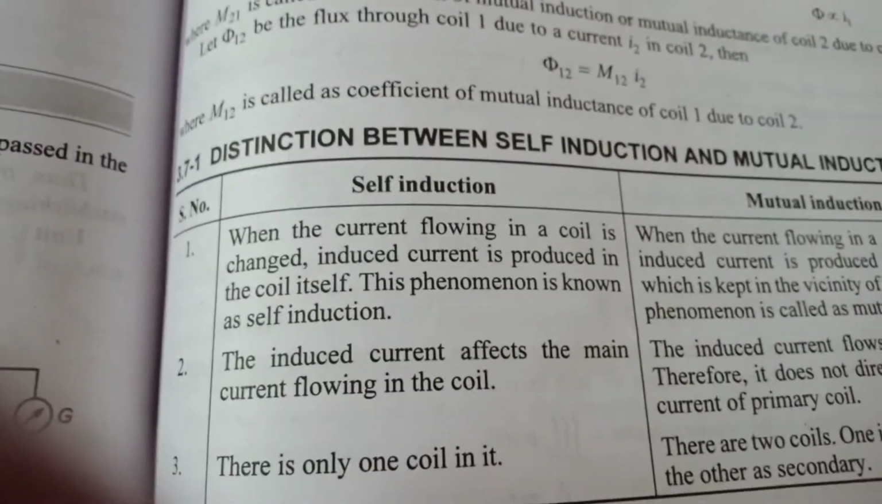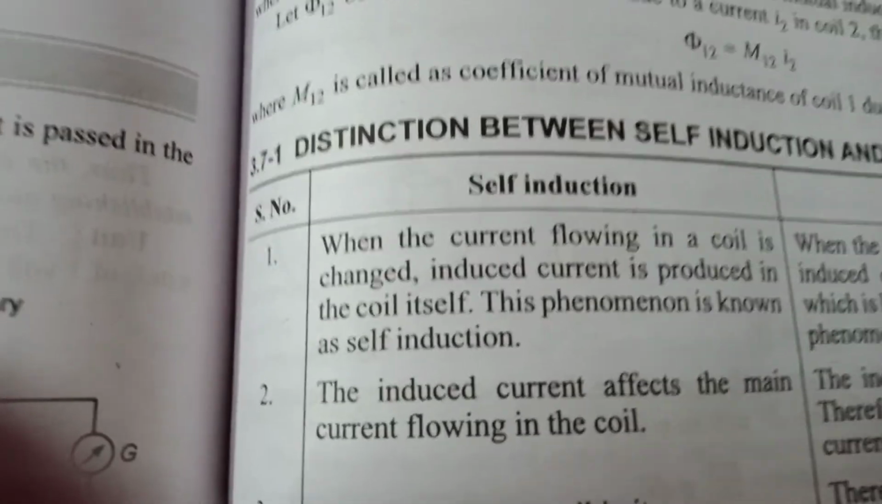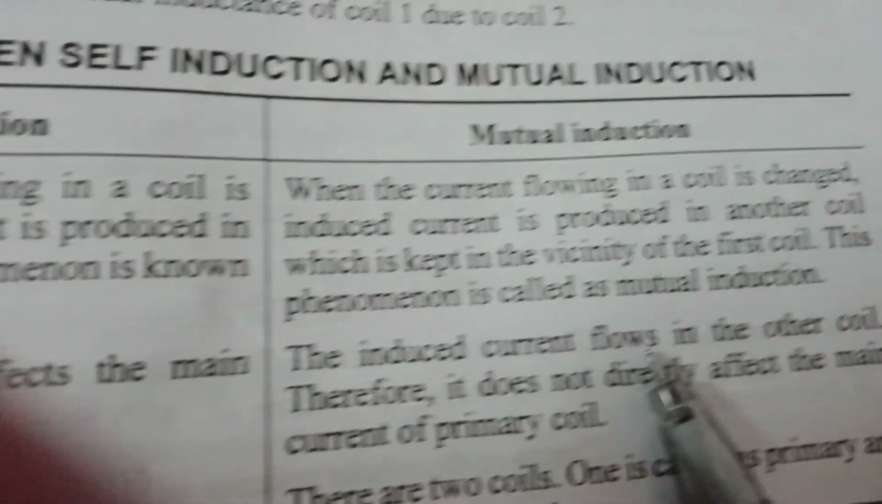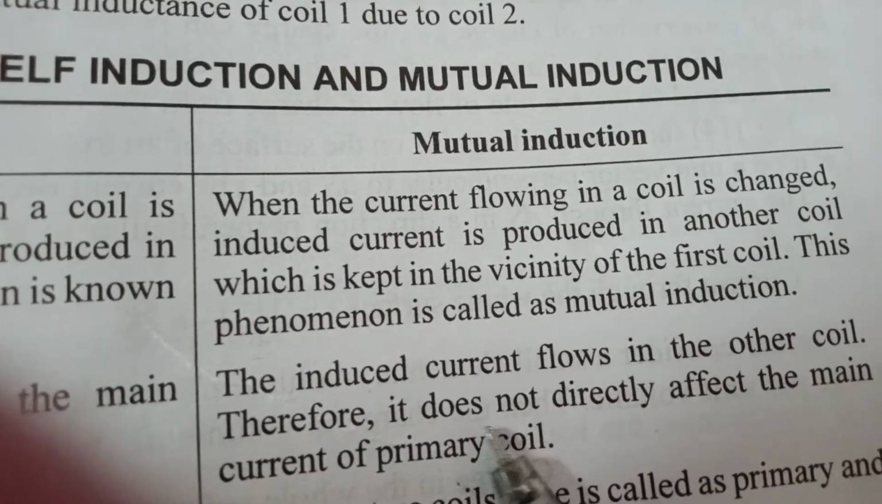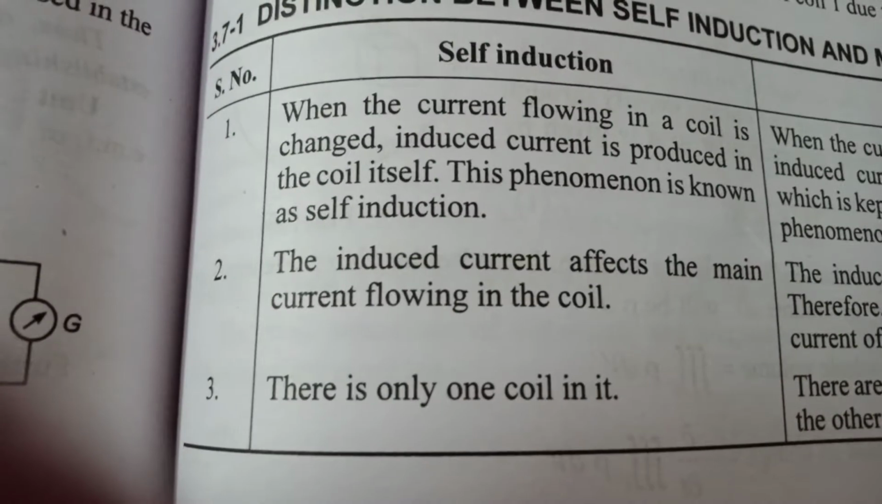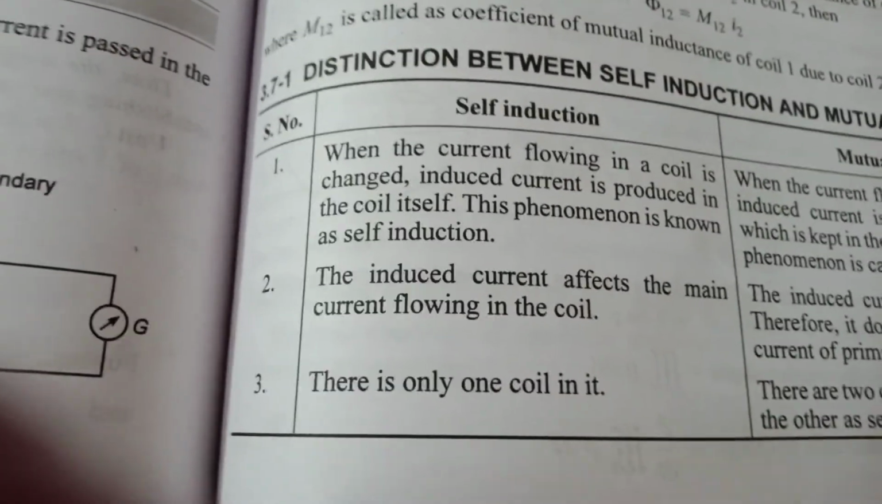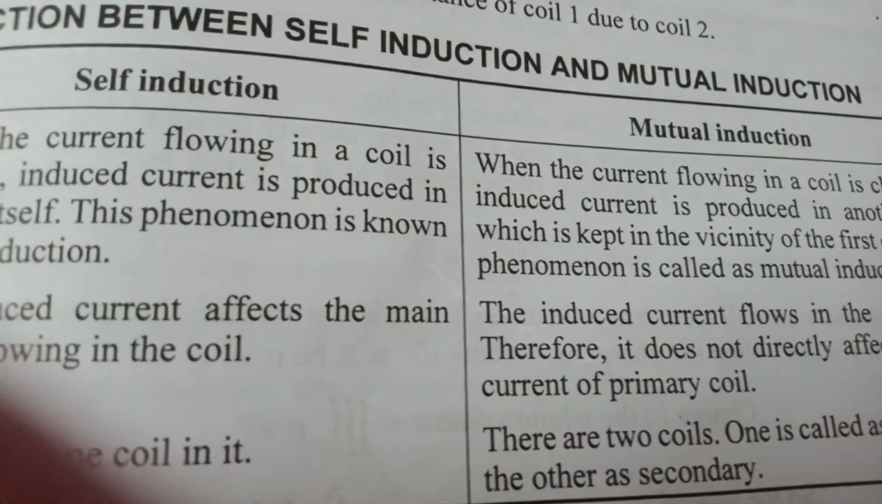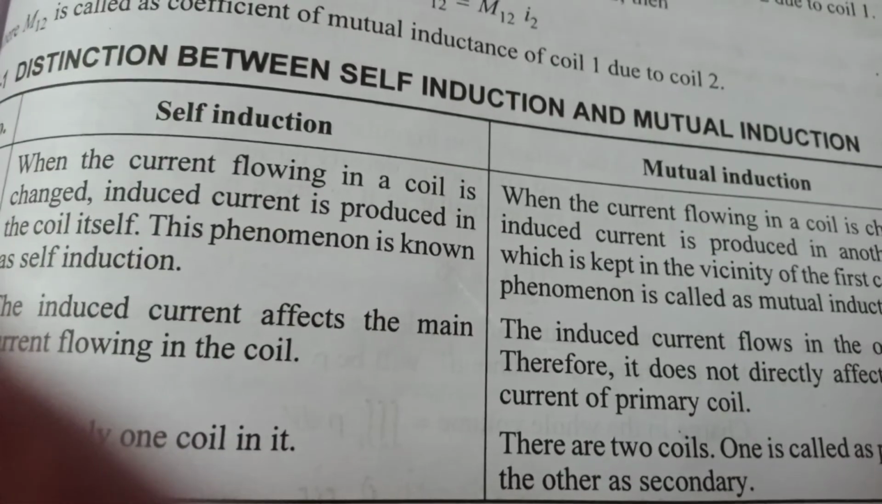Next, the induced current produced will affect the main current. Here, it does not affect the main current. Third difference, there is only one coil. There are two coils. So these are the differences between self-induction and mutual induction.